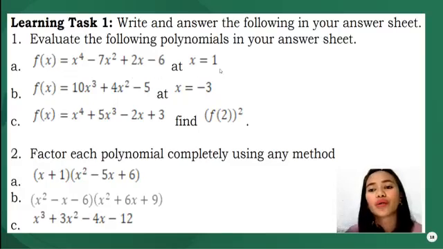When you are going to evaluate the value of x, for example, let's have number 1, letter A. So x equals 1. Therefore, in the polynomial f of x equals x to the fourth minus 7x squared plus 2x minus 6, the value of x must be 1. So instead of writing x, you will write 1. There is already a given value for x, so that is 1. And then let's have number 2.